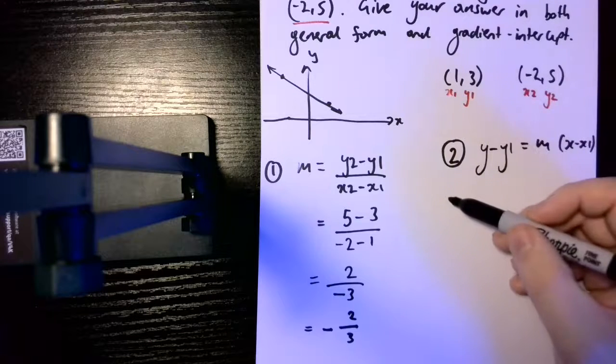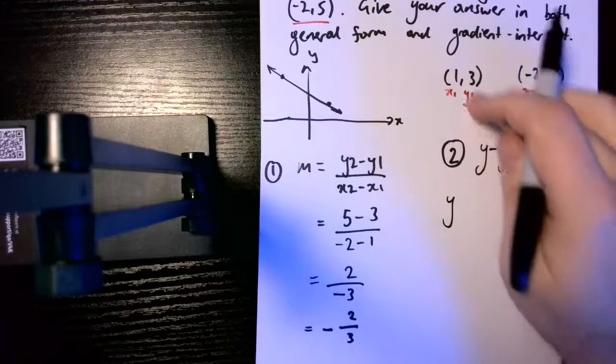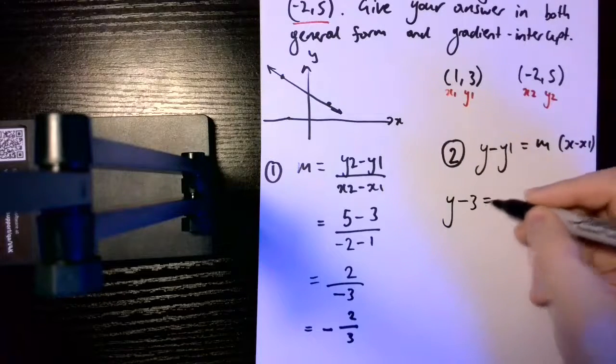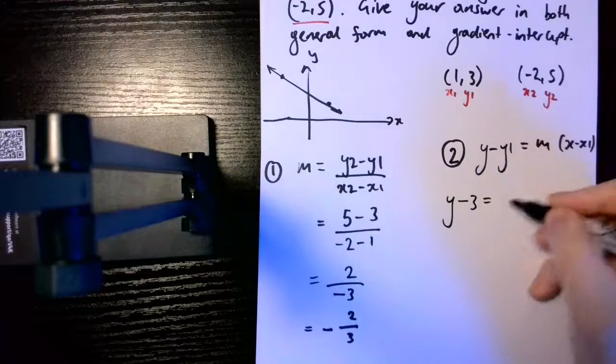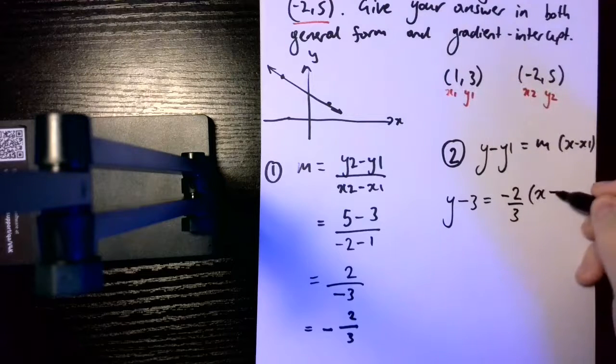So let's do it. So y minus y1, okay? Just remember it doesn't matter about the y1 in this particular case, right? We're just using this first point. So y minus 3 equals m. Well, we found m, minus 2 over 3 outside of x minus x1.